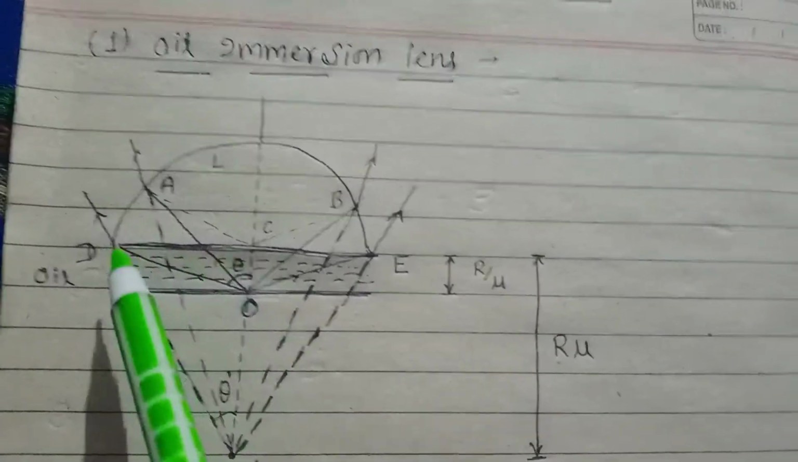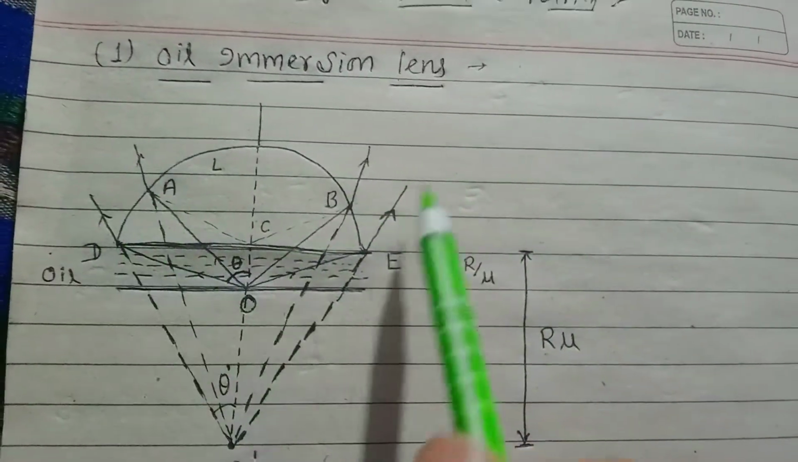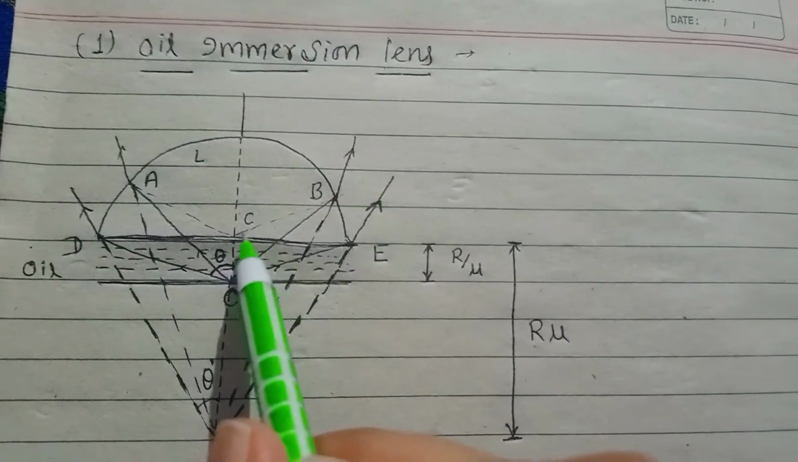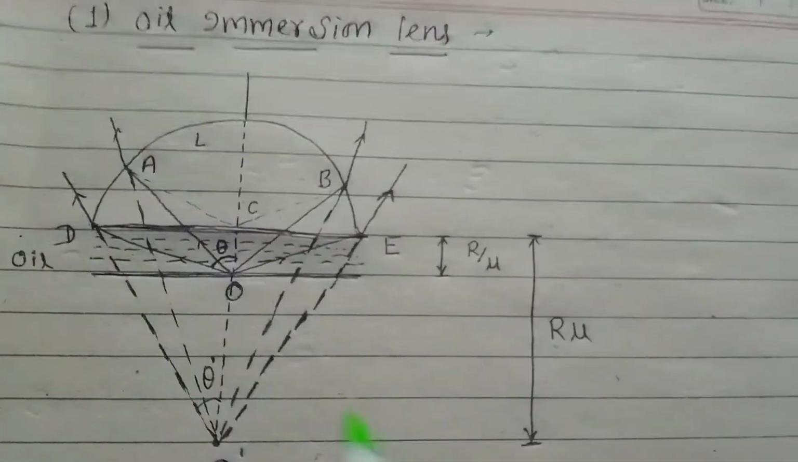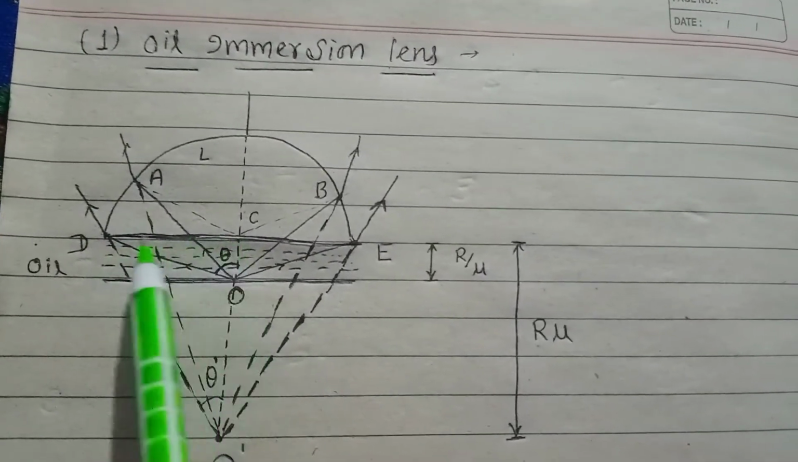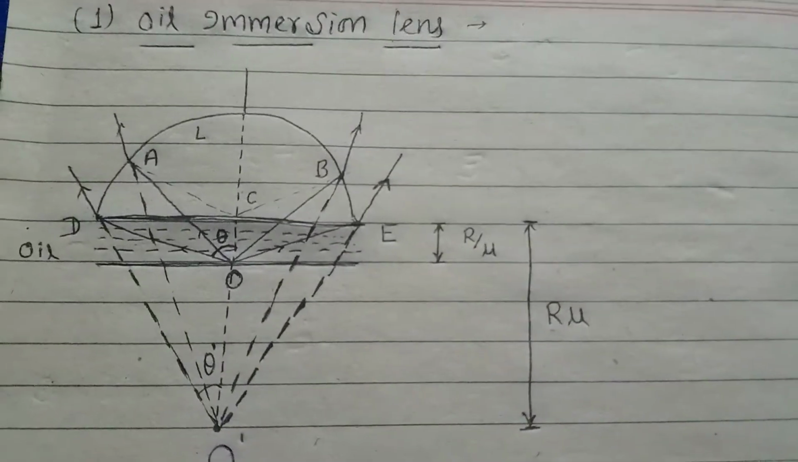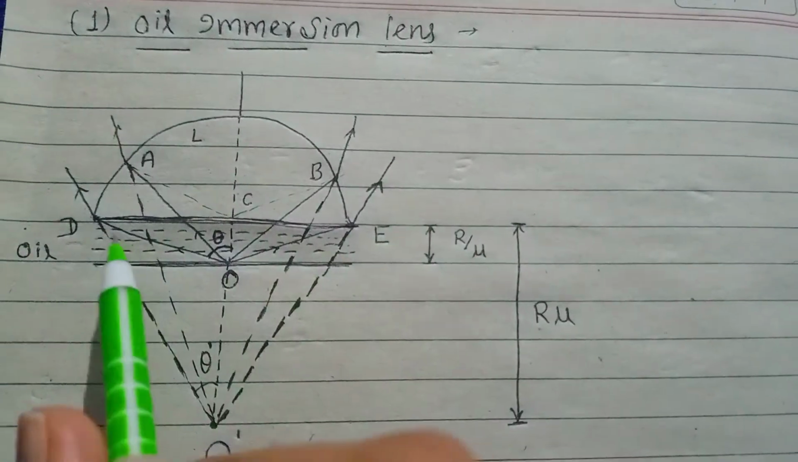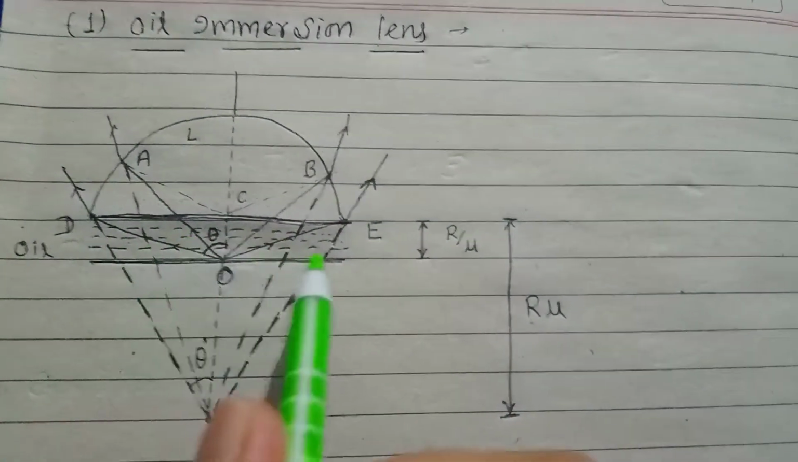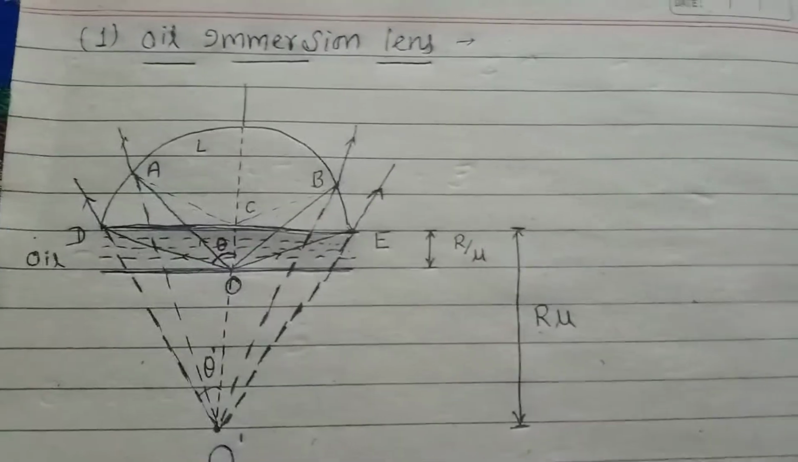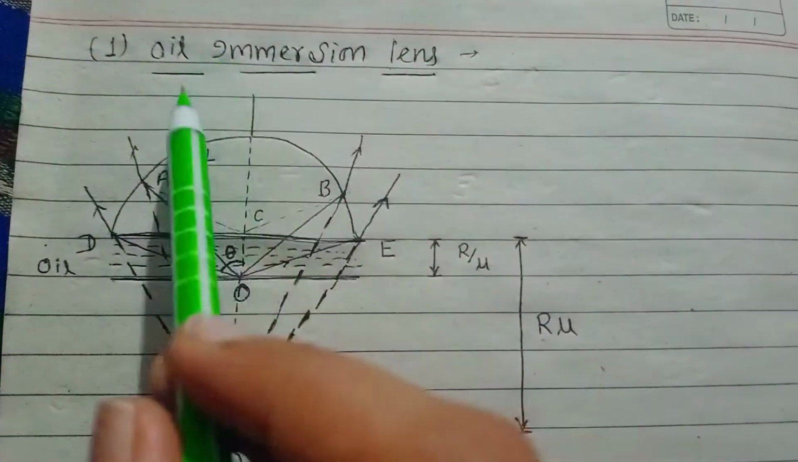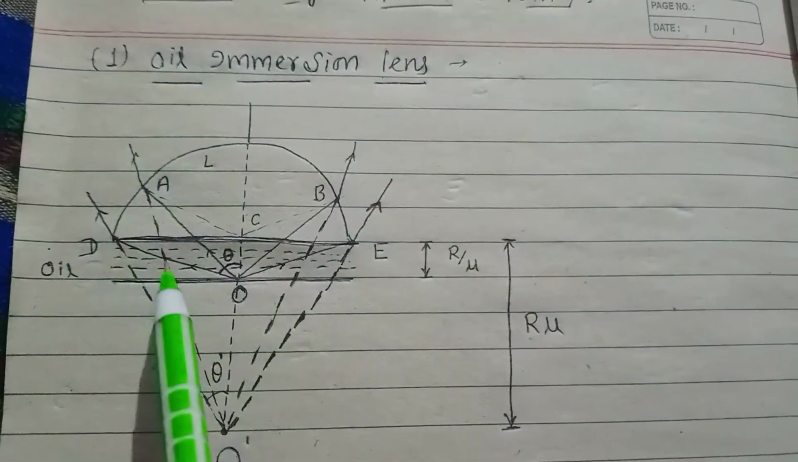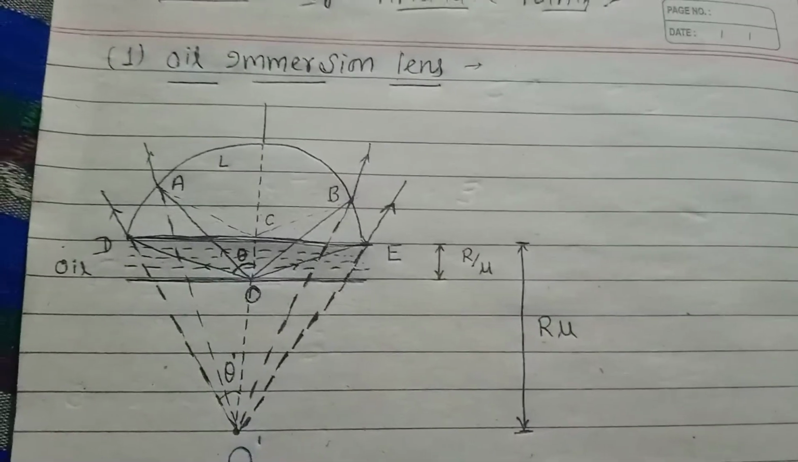So here you can see a hemispherical lens, and C is the center of this lens. R is the radius of this lens and its refractive index is mu. And here the dotted line shows a layer of oil. That is why we call it an oil immersion lens. The refractive index of the oil is also mu.